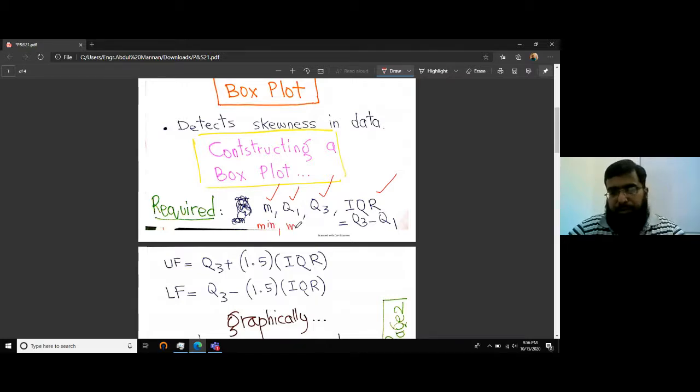So this is the whole stuff that we need to draw a box plot: the minimum number, the maximum number, the median, the first quartile, the third quartile, and that's all. Everything else is computed using these 5 values. IQR is computed using Q3 and Q1, and the upper fence is computed using Q3 and IQR. The lower fence is also computed using Q3 and IQR. So you need these 5 unique numbers to construct a box plot. Let's see how it is constructed.